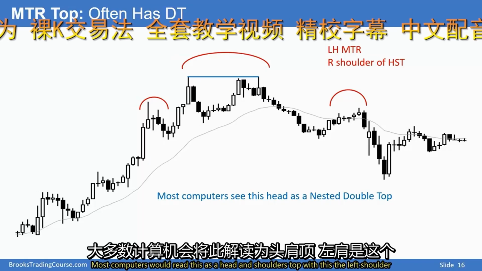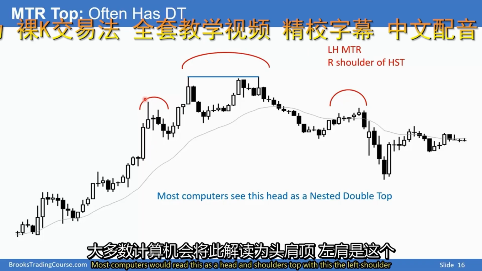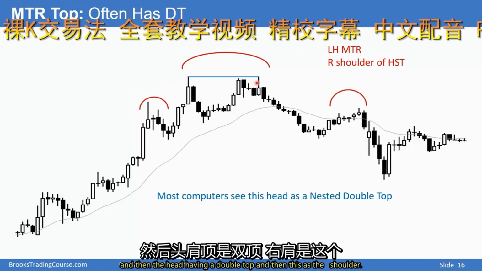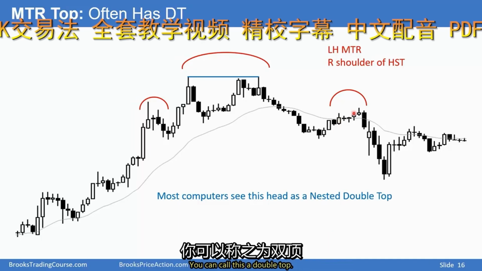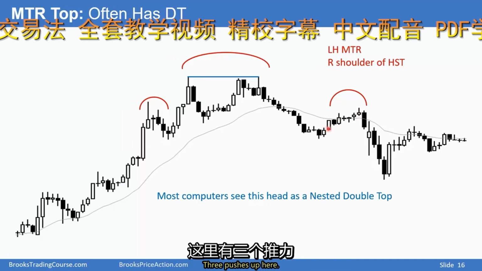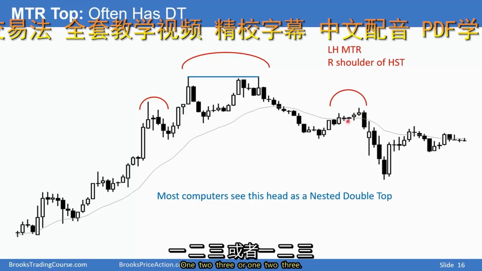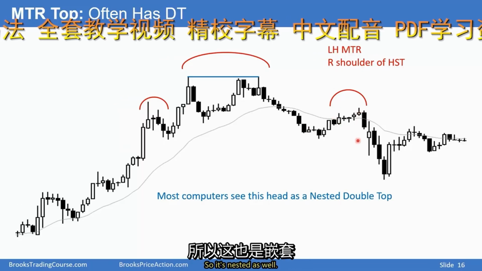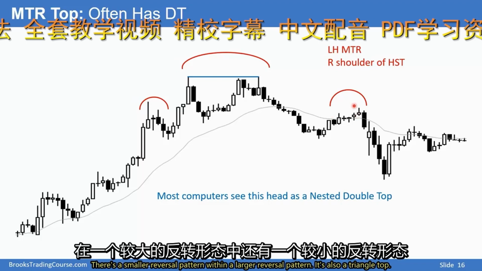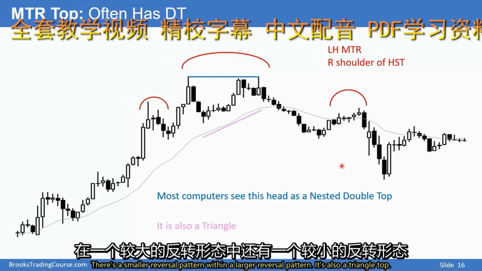Most computers would read this as a head and shoulders top with this the left shoulder, and then the head having a double top, and then this as the right shoulder. You can call this a double top. You can call it a wedge: 3 pushes up here, 1, 2, 3. So it's nested as well. There's a smaller reversal pattern within a larger reversal pattern.